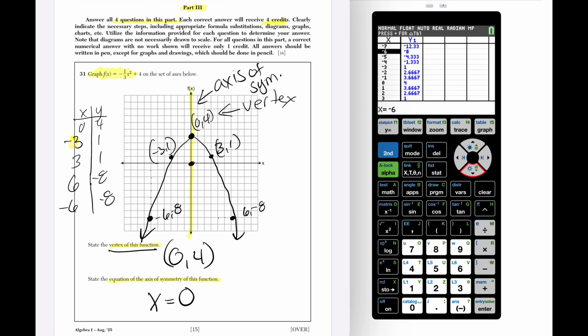I just need to be able to graph it correctly. Notice how meticulous I was about where those points were. And then be able to show that I know what a vertex is and what an axis of symmetry is, which is a very simple equation. Hit pause and jot this down into your notes.